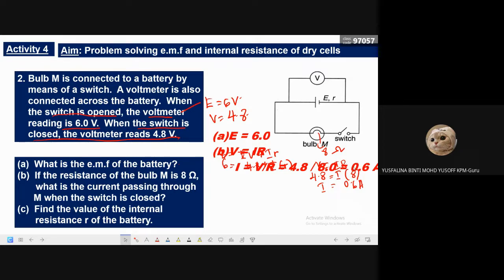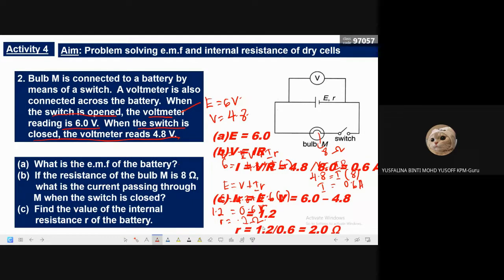Okay, find the value of the internal resistance r of the battery. This one, we can use E equals V plus Ir. So your E is 6, V is 4.8, your current is 0.6, so 1.2 equals 0.6 r. So r is 1.2 divided by 0.6, which is 2. So your r is 2 ohm, the internal resistance. Just use that formula.